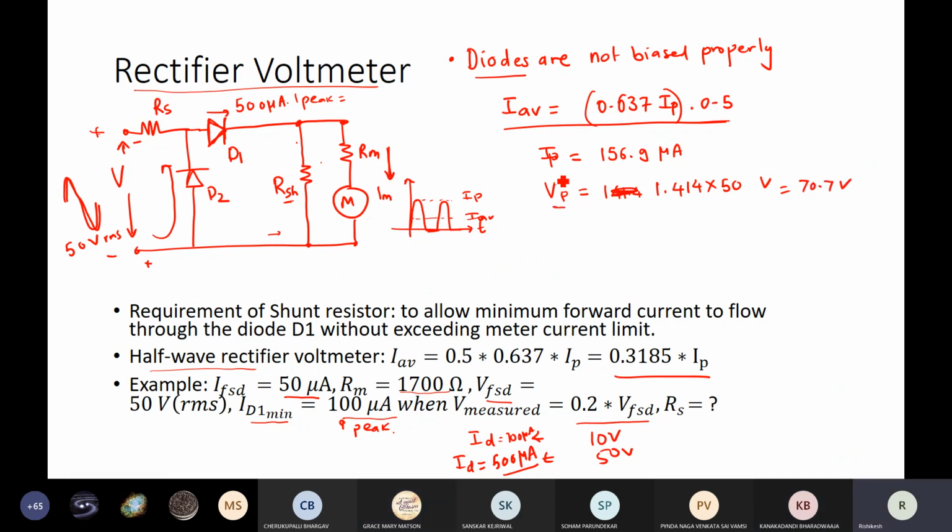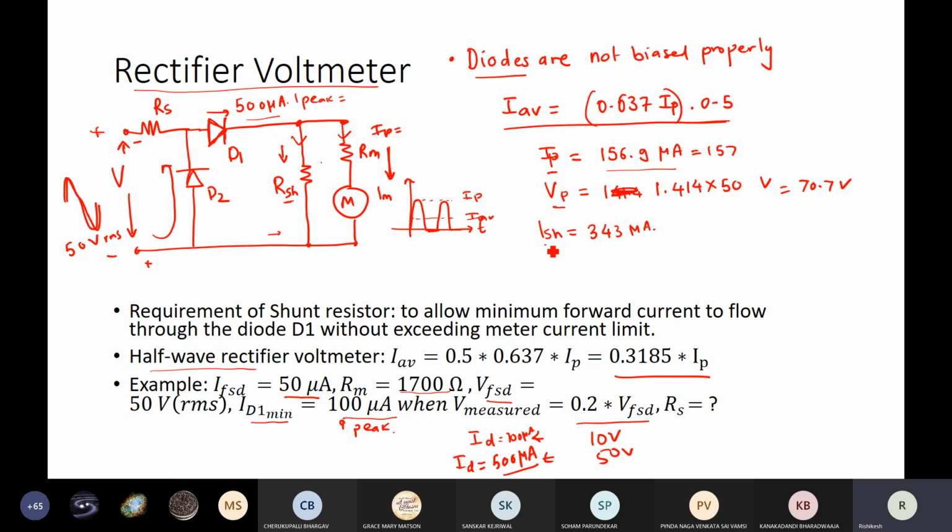We have peak current and peak voltage. We have the peak current which is flowing through the meter. So 500 peak is flowing through the diode. It is getting split here, right? Approximately 157 is going through the meter. The remaining is going through this resistance. How much is going through the resistance? Then what is ISH? 500 minus 157 is 343 microampere.